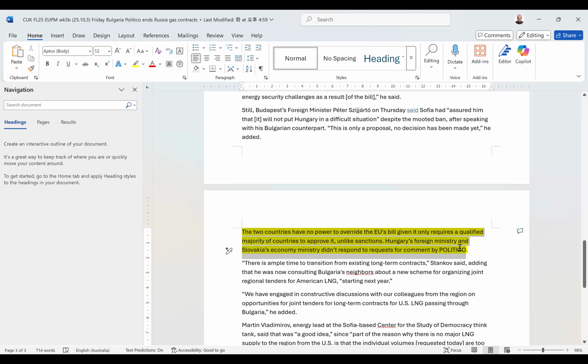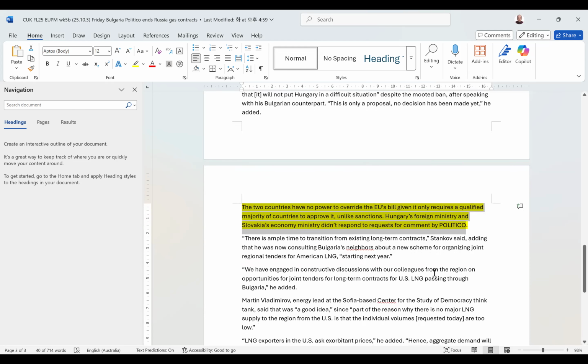So what's this tell you? This tells you this was decided by the ordinary legislative procedure, right? Because it's decided by qualified majority of countries in the European Union to adopt this. So it's a qualified majority vote of the Council of the European Union, right? It does not require unanimous agreement by all 27 member states.